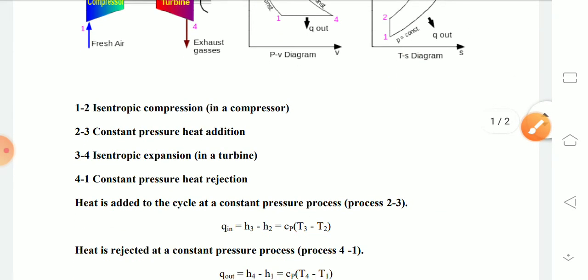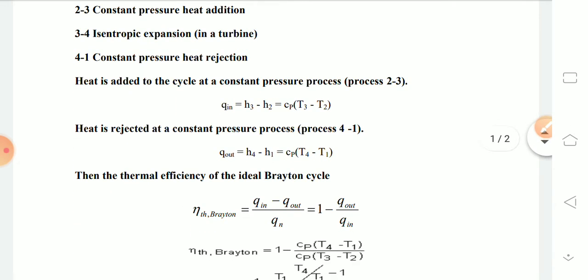Now I am going to calculate the thermal efficiency of the Brayton cycle. You know that the thermal efficiency of the Brayton cycle is W net by Q input. W net you can write as Q in minus Q out, divided by Q in. Q in is the heat added to the cycle, and Q out is the heat rejected from the cycle. So I am going to calculate Q in and Q out.